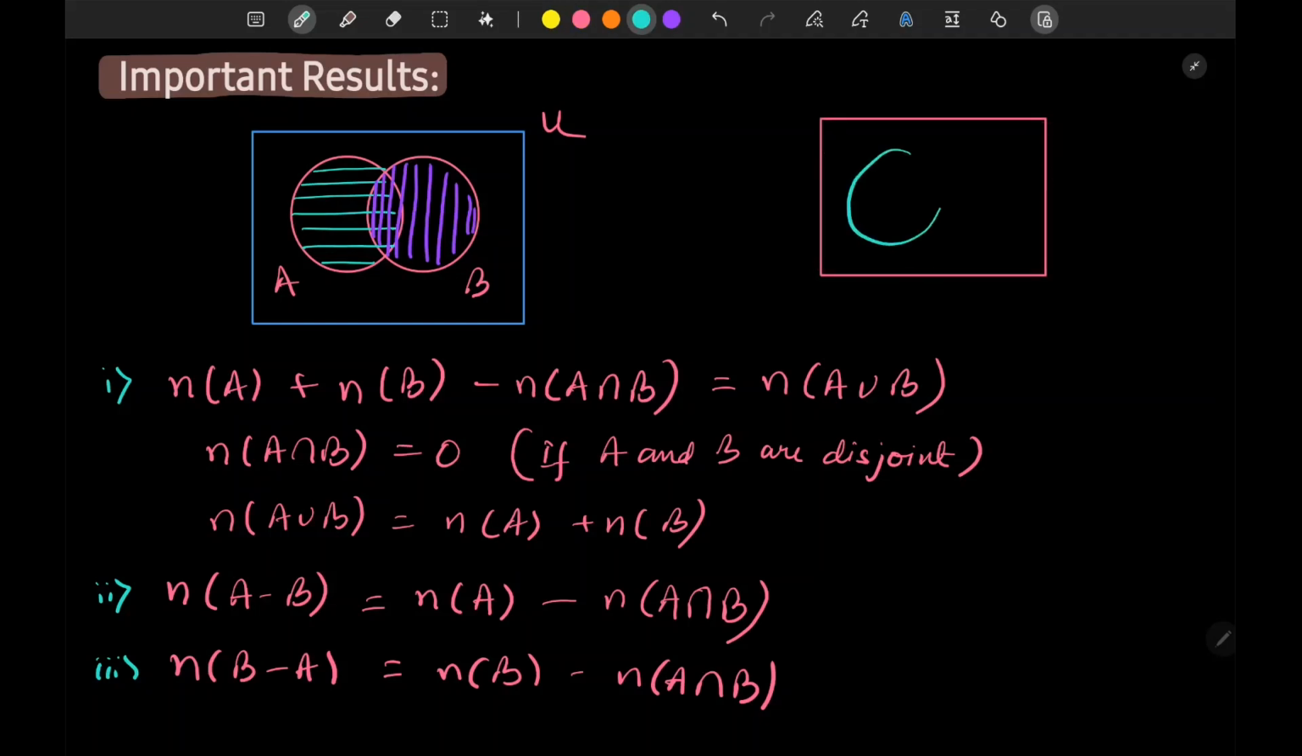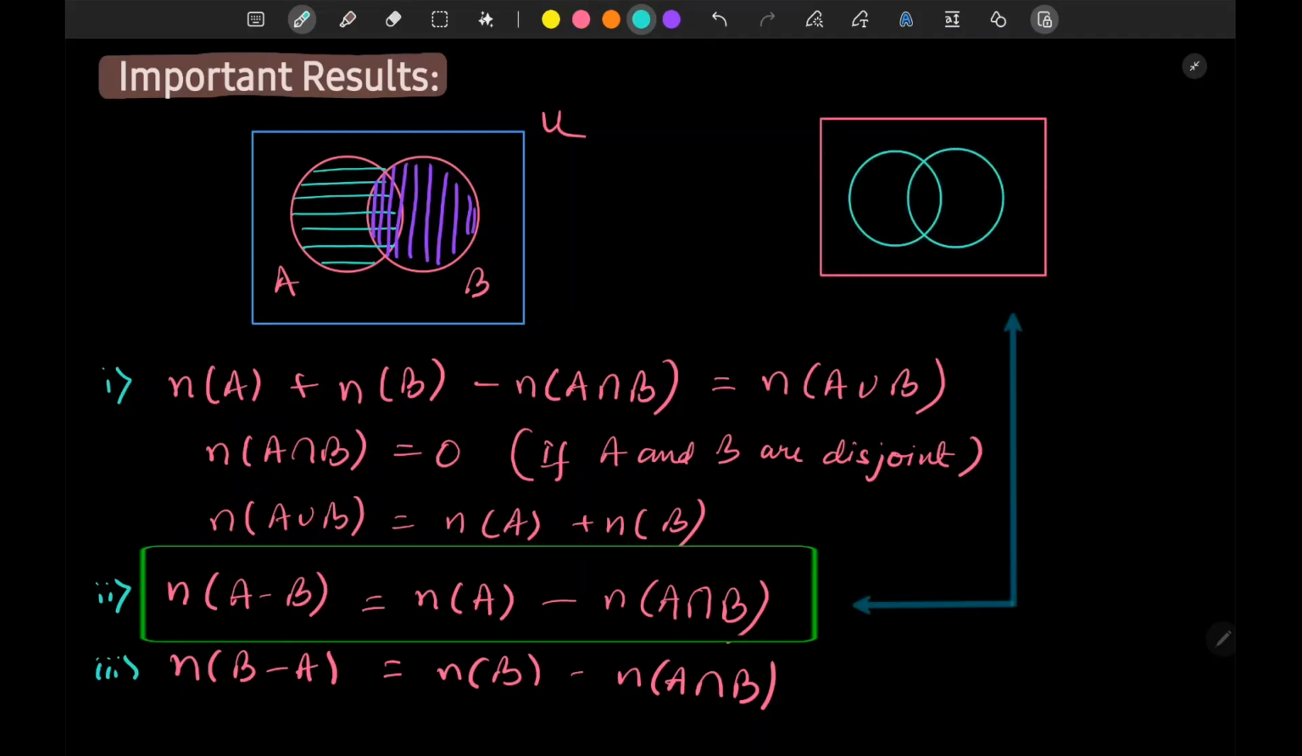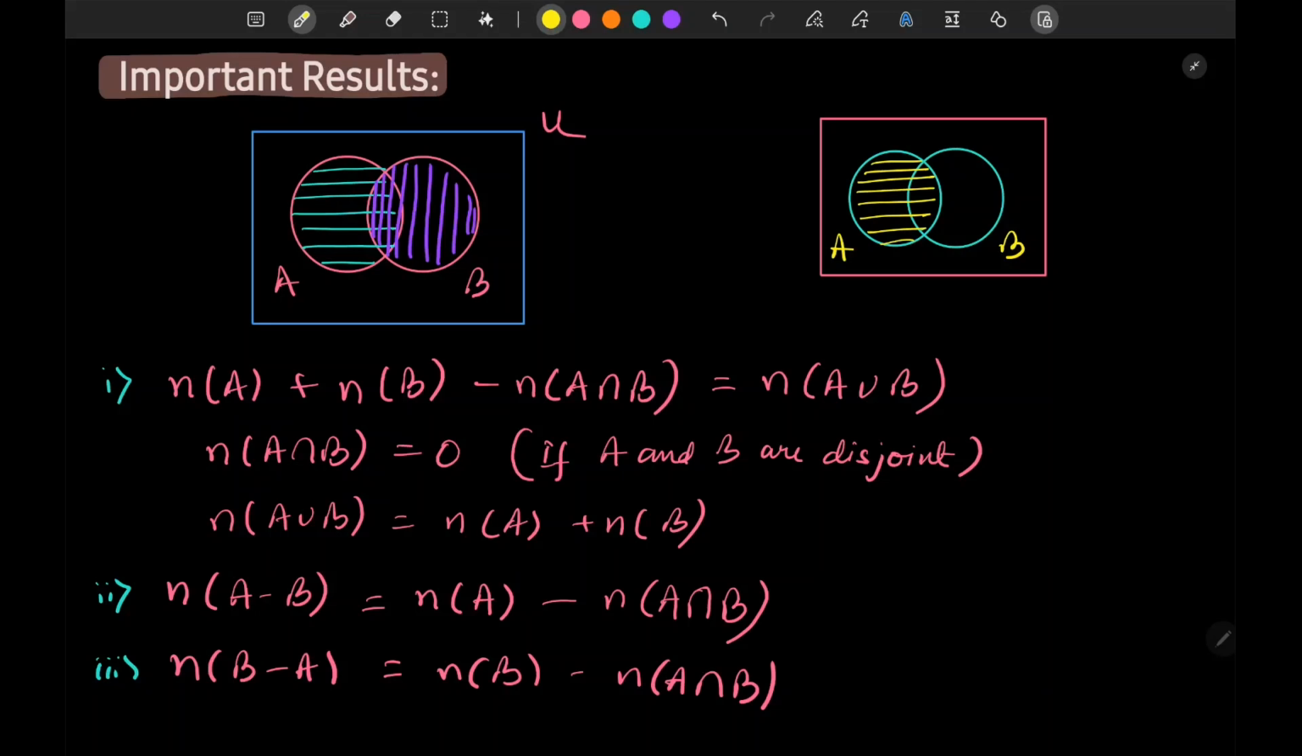So let us take a universal set U and two sets A and B present in that universal set. The region of A can be shaded as such. Now, if we erase the shaded region of A intersection B, we are left with this shaded region, which clearly specifies the set A minus B. Hence, we can say that n of A minus B is equal to n of A minus n of A intersection B. In a similar way, we can also show using Venn diagrams that the cardinality of B minus A is equal to n of B minus n of A intersection B.